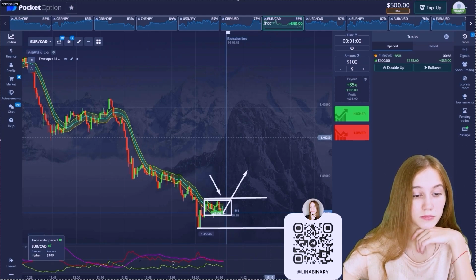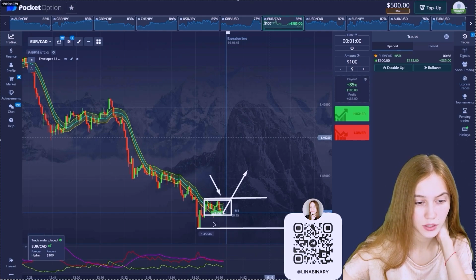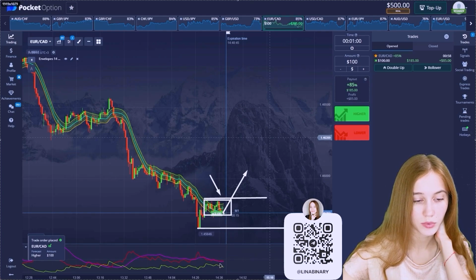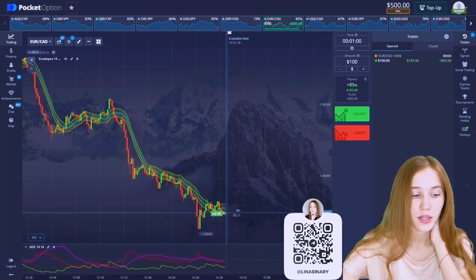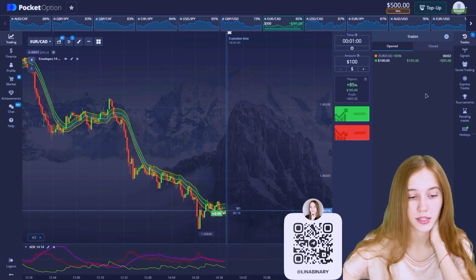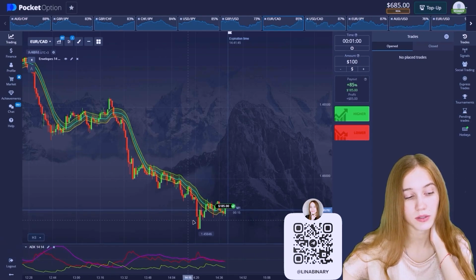Let's move on. Opens for an increase. Look what's here. No jumps, we see. Low boundaries of our indicator, we see. 1 second, yeah. Profit is $85. Our balance is $685. Good, let's move on.